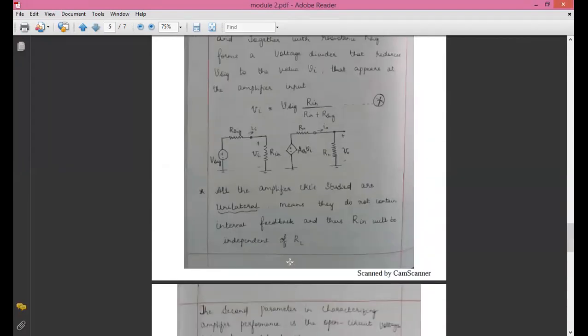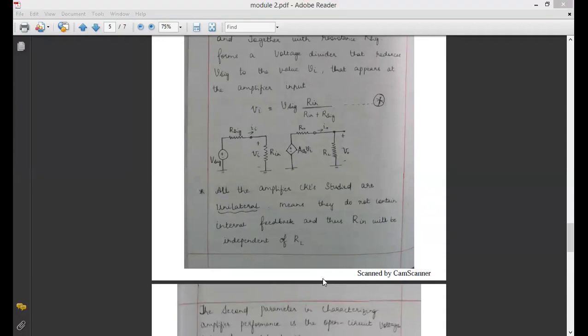Overall gain is equal to output port gain into input port gain. How to find the output port gain? So I told you overall gain is equal to output port gain into input port gain. So how to find the output port gain?